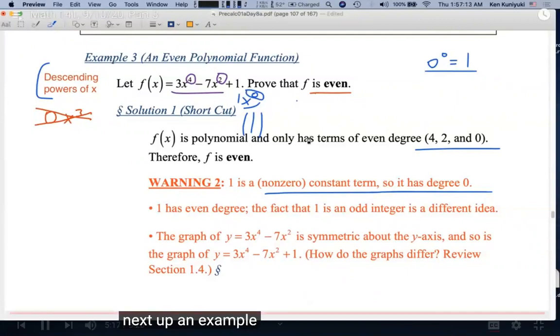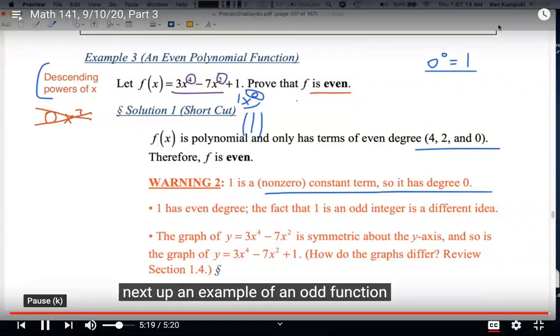Next up, an example of an odd function. Any questions thus far? Because if you understood that, then I think you'll be fine with the rest. The +1 retains the even property. That confuses people. The +1 is +1x to the 0. 0 is an even exponent. Questions?